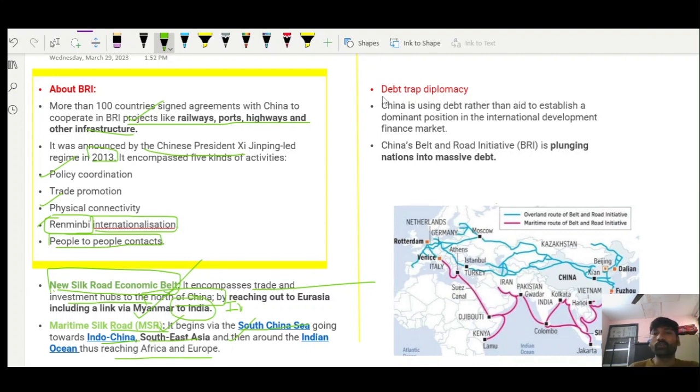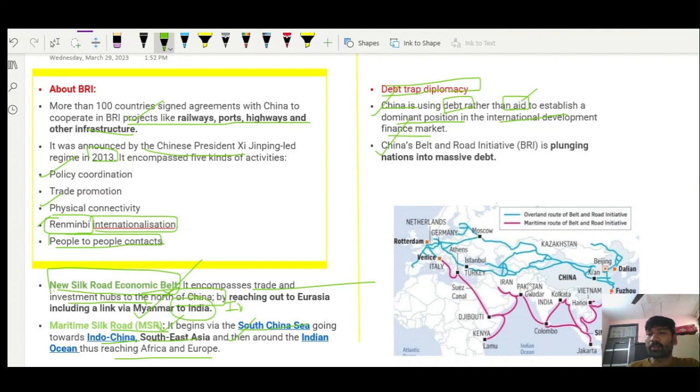You very often hear about China's debt trap diplomacy, that is, China using debt rather than aid. For example, several countries like the US provide aid. In fact, India also announces aid to its neighboring countries in every budget. China provides debt instead of aid, on unsustainable terms at a higher interest rate, to establish a dominant position in the international development finance market. This is also dubbed debt trap diplomacy. China's Belt and Road Initiative is plunging nations into massive debt, an accumulation of debt that is largely unsustainable.